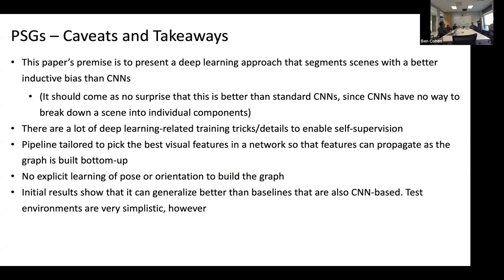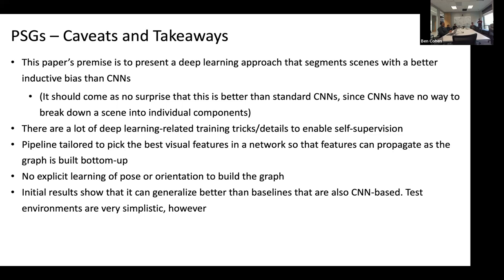There are a lot of training tricks and details to enable self-supervision that I've glossed over. Half of that is because I don't understand it completely, and the other half is because I don't think it's important to understand the pipeline itself. The pipeline itself is tailored to pick the best visual features of the network. And this is not just in the feature extraction part, this is also in how the aggregation step works. This is all manually done so that the graph can effectively preserve important features as it is getting built.